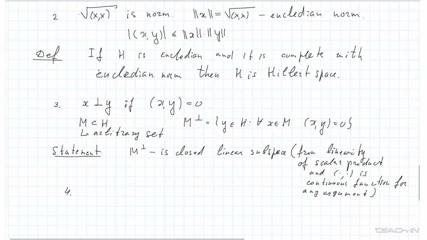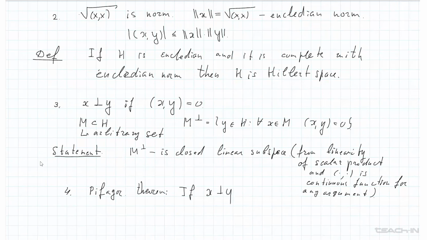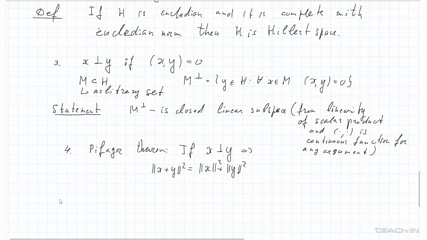Next property, the Pythagorean theorem. If x is orthogonal to y, then the norm squared of x plus y equals the sum of the squares. And then the parallelogram identity.